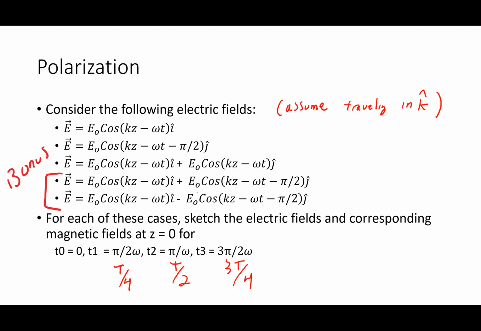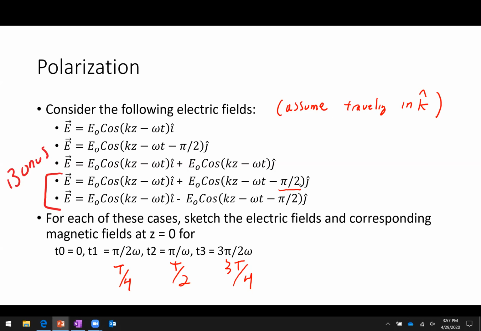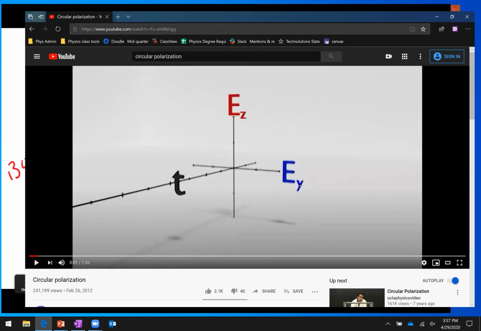I also threw in two slightly more challenging ones that I didn't really ask you about, but I want to look at what happens if I take the electric field in the x direction and add an electric field in the y direction, but now it's pi over 2 out of phase. So now the x and the y components are out of phase. This gives us a really interesting special case that I wanted to talk about. It's not just because I think it's wacky. It actually is a really commonly used situation. So I'm going to show a little bit of a video here.